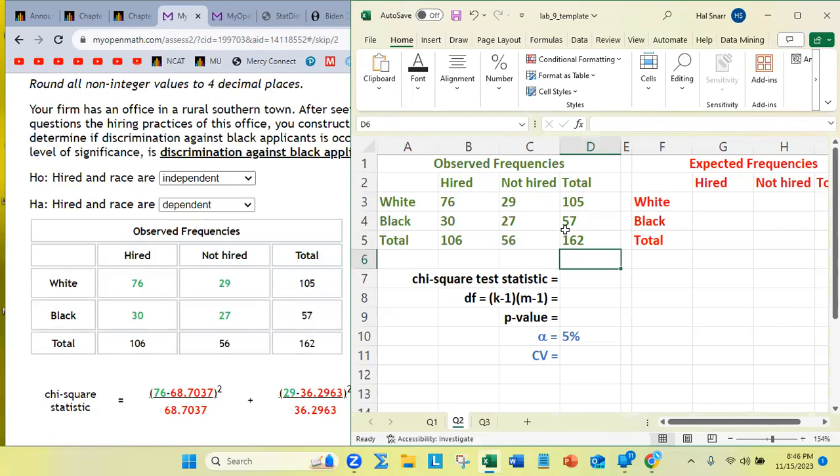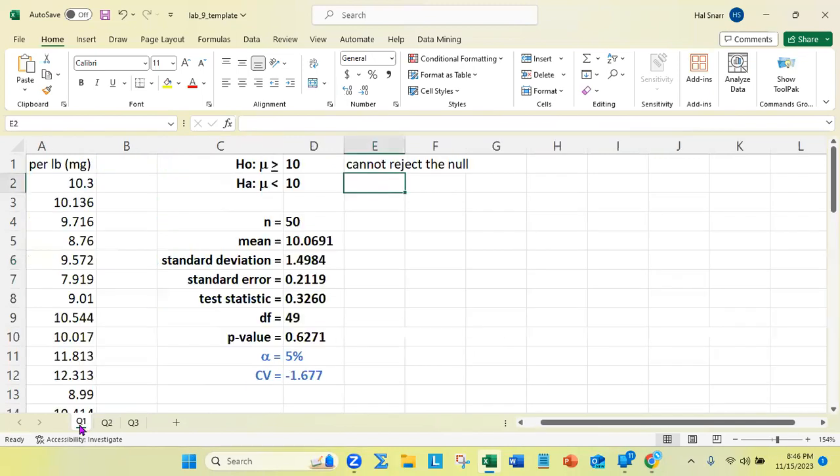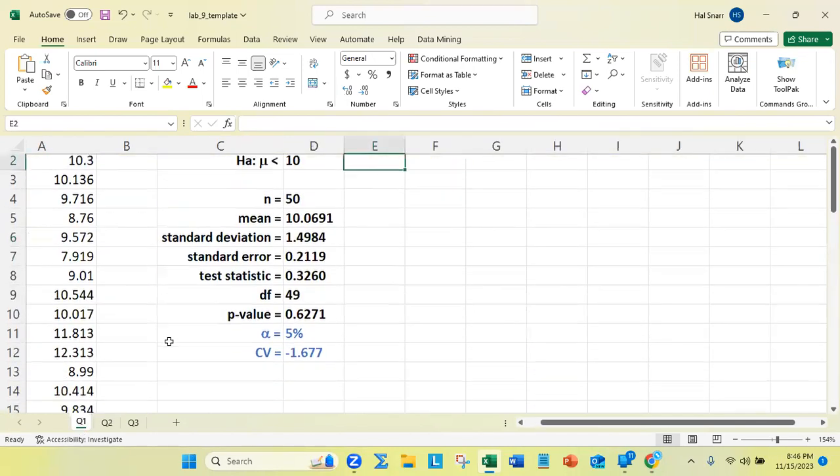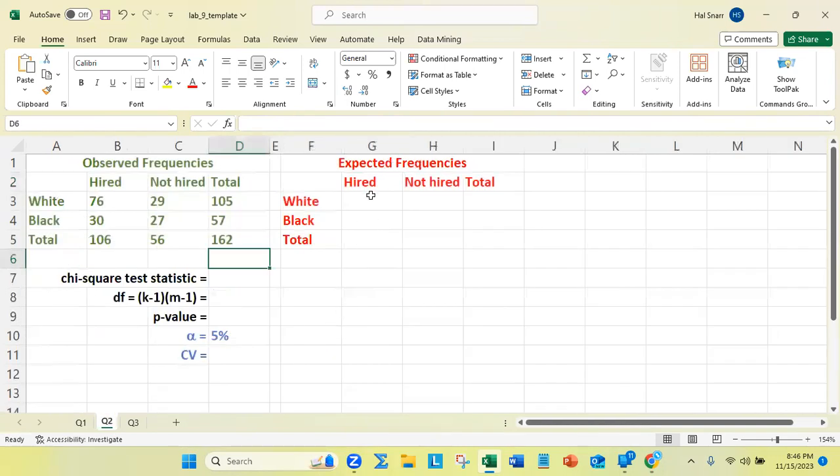Now, the way this test works is we have expected frequencies. And the way the expected frequencies work, I'm going to go ahead and expand this out. Again, I'm doing this in the template Excel model I put together and uploaded to the lab, right? So now we got to calculate the expected frequencies.